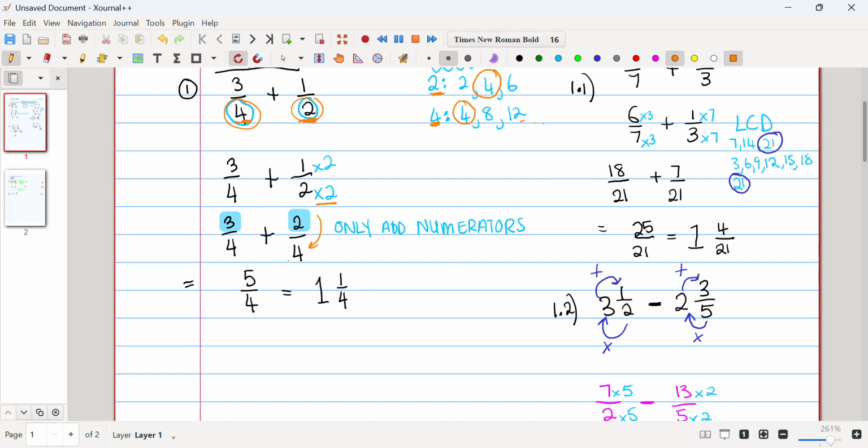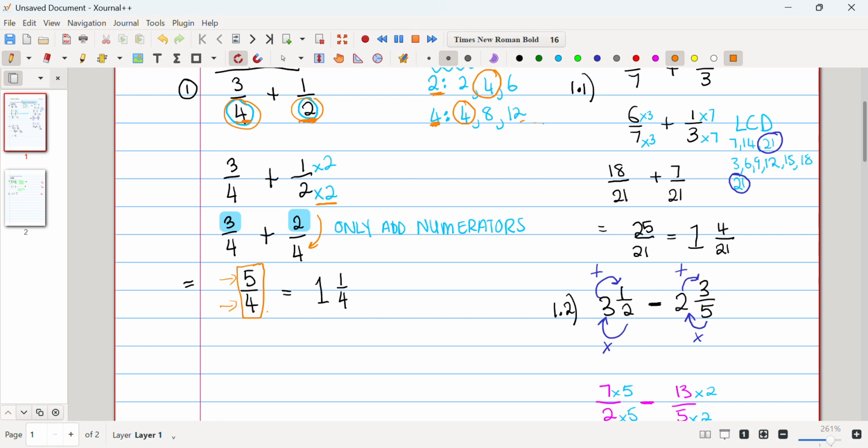And when we get to this point over here, we only add, or if it's subtract, we'll subtract numerators. The denominator stays the same. So 3 plus 2 is 5 over here. 4 and 4, I said the denominator stays the same. We get our answer, but look what's happened. We have gotten an improper fraction. So I said let's convert it into a mixed fraction.